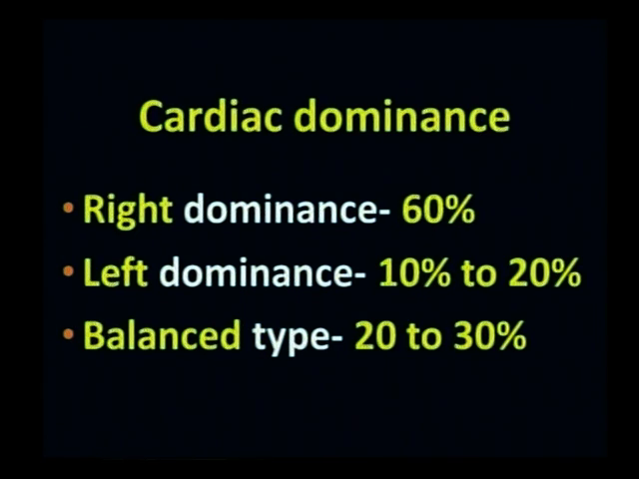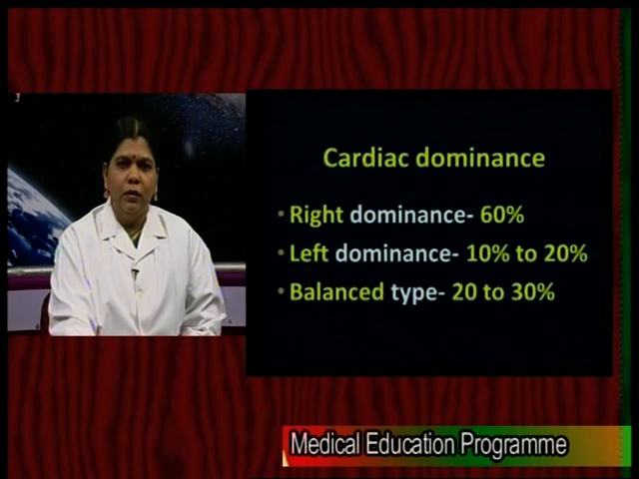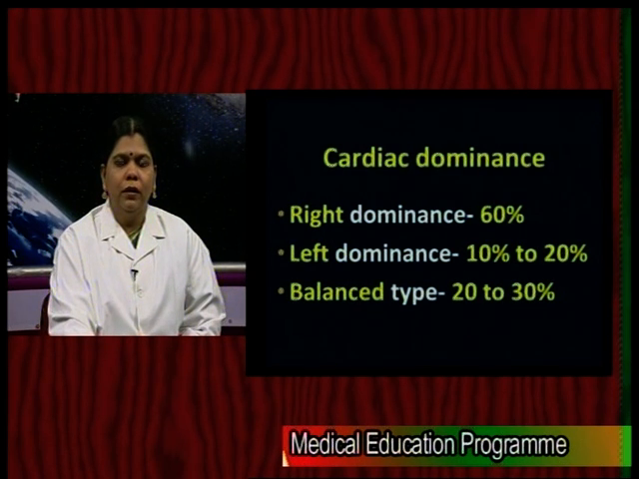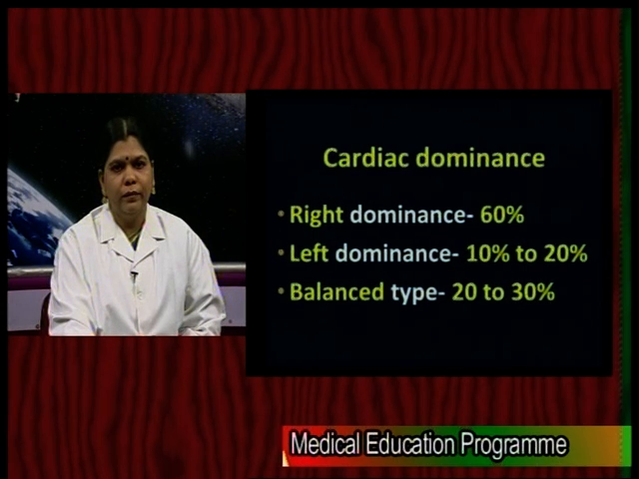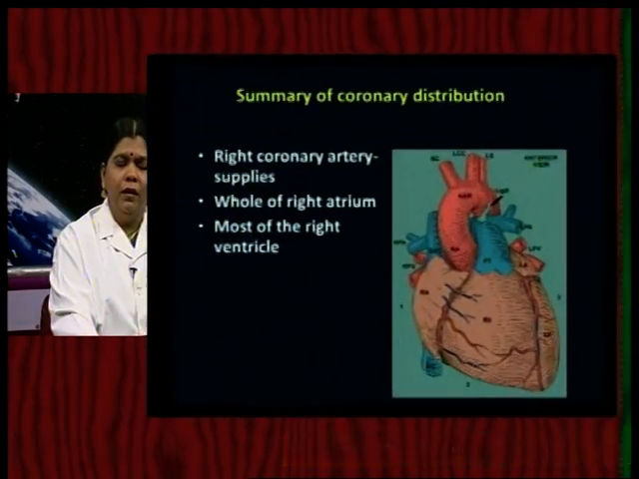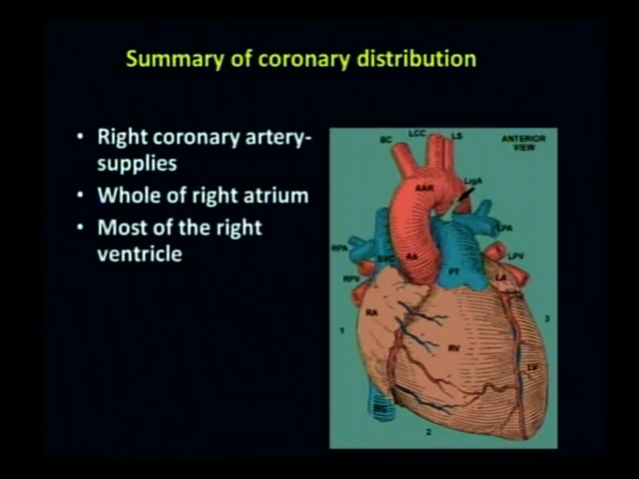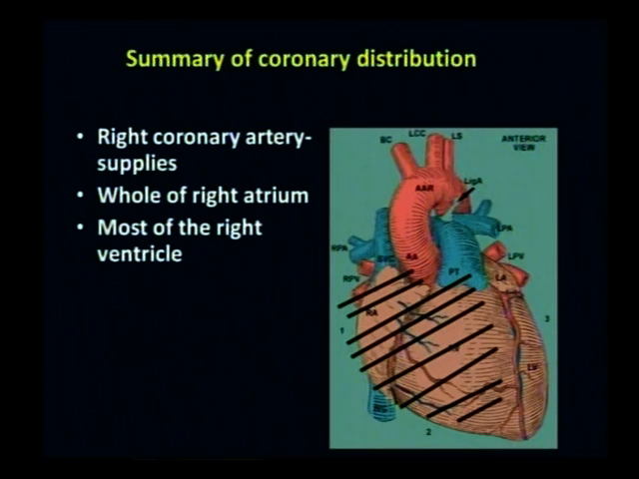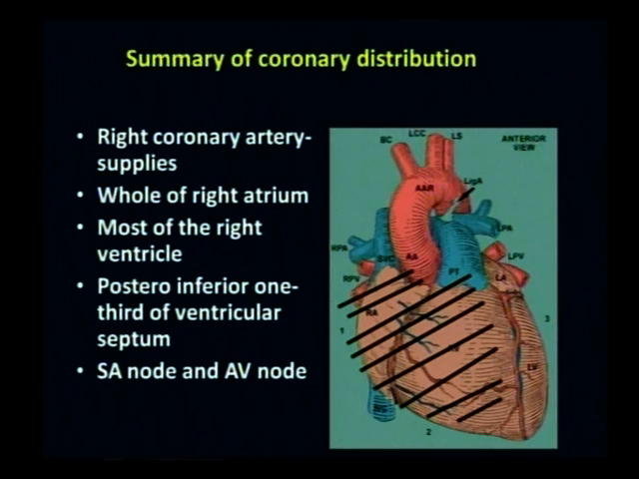As we told, the right dominance is good, and the left dominance is going to affect the persons if the artery is blocked, and the balanced type will be the fortunate persons. So, summary, we finish the right coronary artery. The right coronary artery supplies the whole of the right atrium and most of the right ventricle except the strip along the anterior interventricular artery, as you are seeing in this picture, and the posterior inferior 1/3 of the ventricular septum and SA node and AV node. So, now we will start with the left coronary artery.